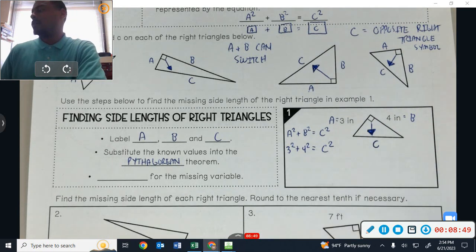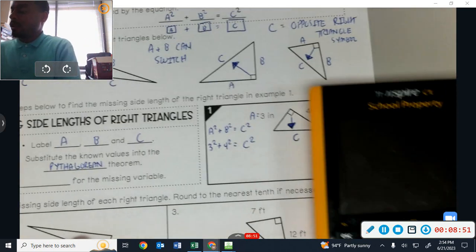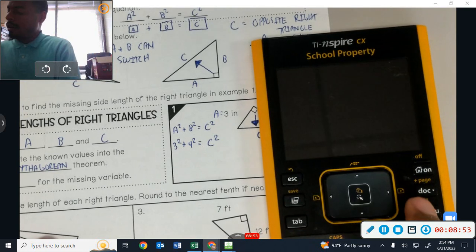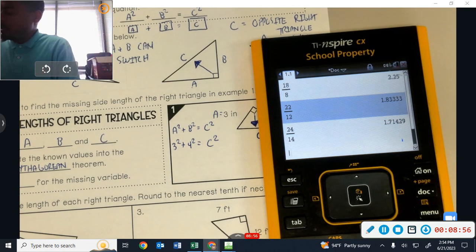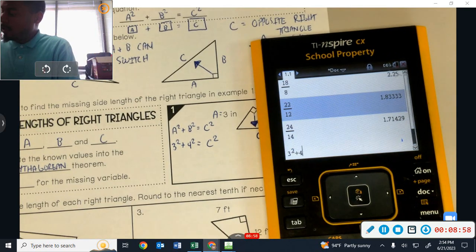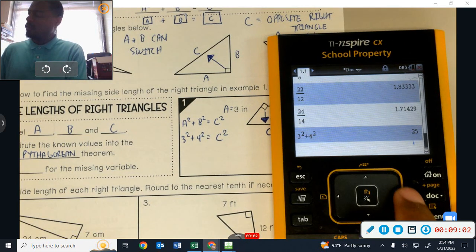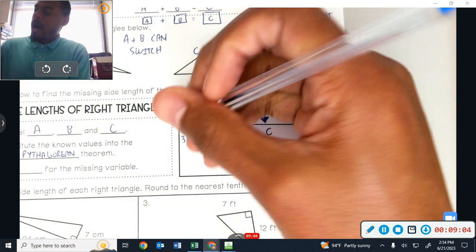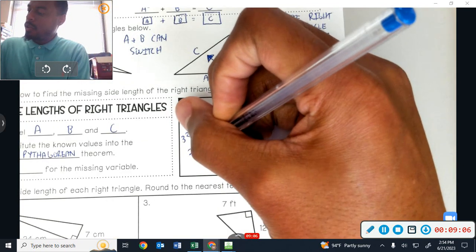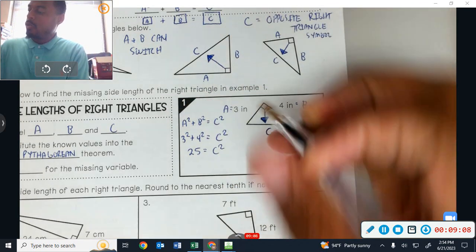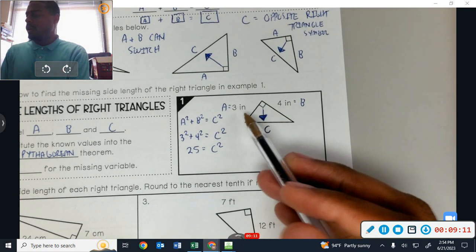Okay? Now this is where the calculator is important. So now I'm going to grab my calculator and do 3 squared plus 4 squared. Okay? 3 squared plus 4 squared is going to equal 25. So I know that the area of the largest square is 25. Okay? And we're in inches.